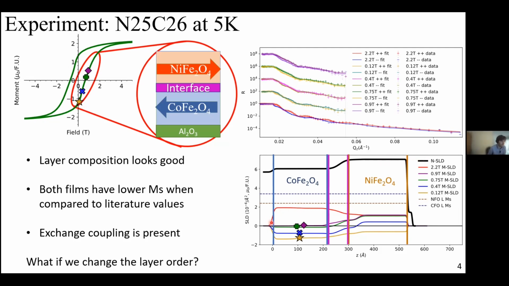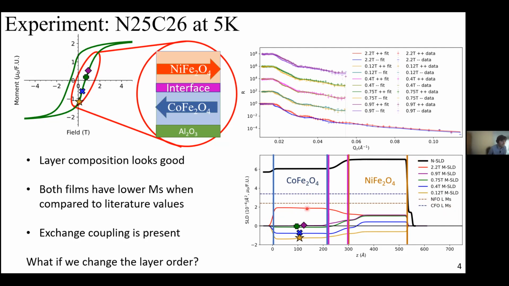So starting from our substrate again, we see a region of cobalt ferrite, and we see a gradient of magnetization at the interface going down into nickel ferrite. And what I've plotted in these dashed lines is, in blue, the expected bulk value of magnetization from CFO, and in orange the expected bulk value of magnetization for NFO.